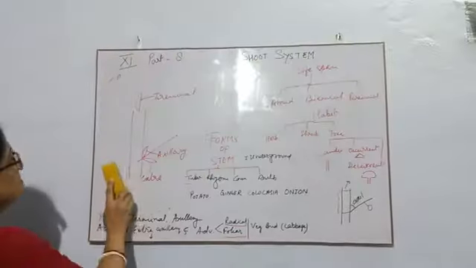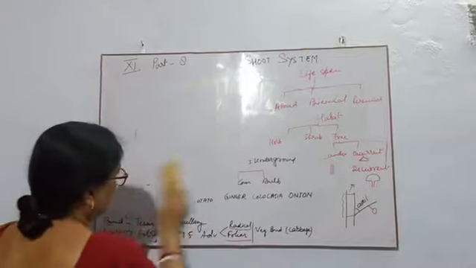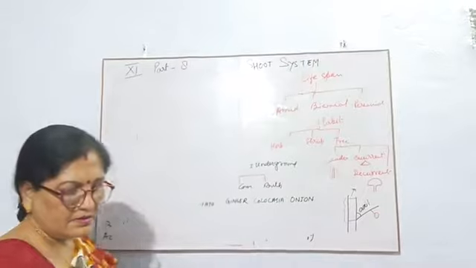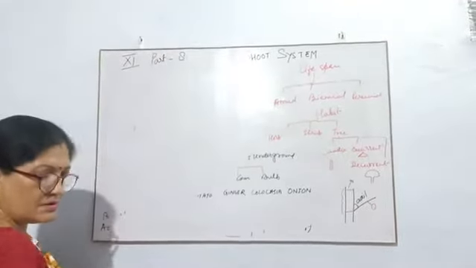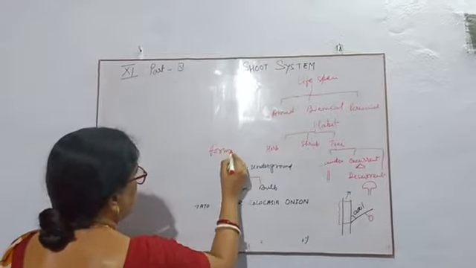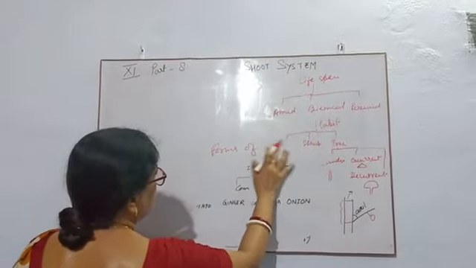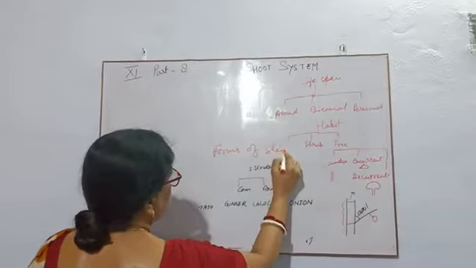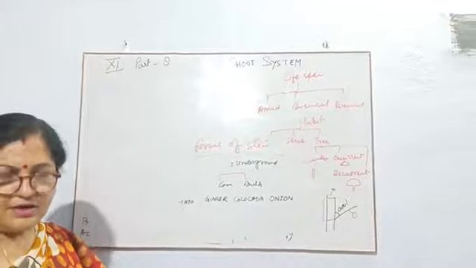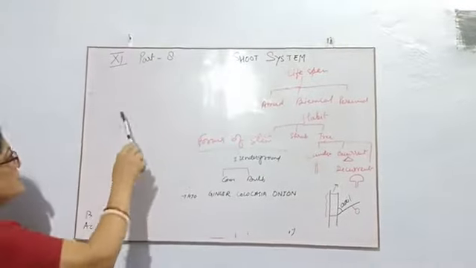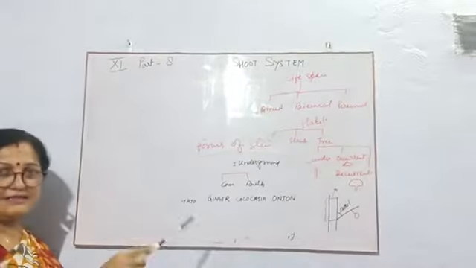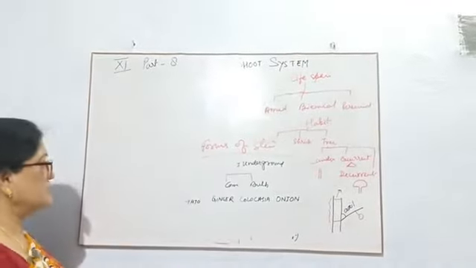Now children, we will study about the forms of stems. Forms of stem means how the stems are extraordinary, not only normally doing their work, along with that they can help to do another work also.